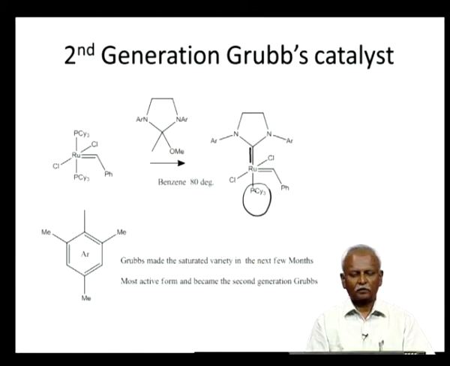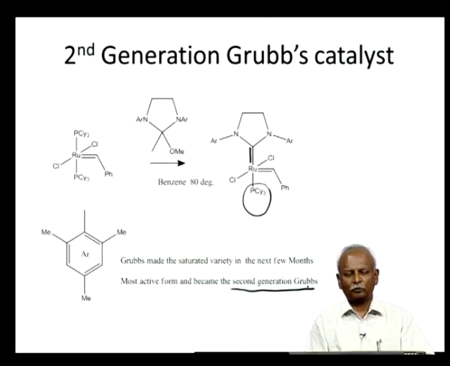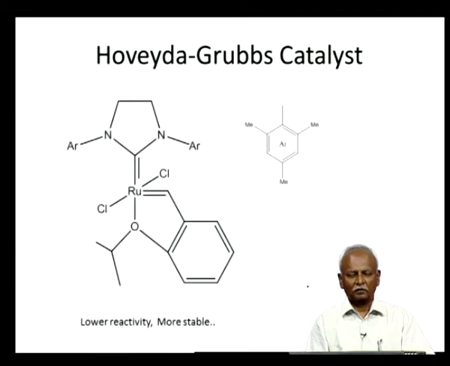Grubbs published the synthesis of this compound and its reactivity just a few months after he had published the unsaturated variety, but it was very clear that the unsaturated variety was the most active form, and so it became what was popularly called the second generation Grubbs catalyst. The second generation Grubbs catalyst turns out to be a lot more reactive, stable and useful for carrying out metathesis reactions.